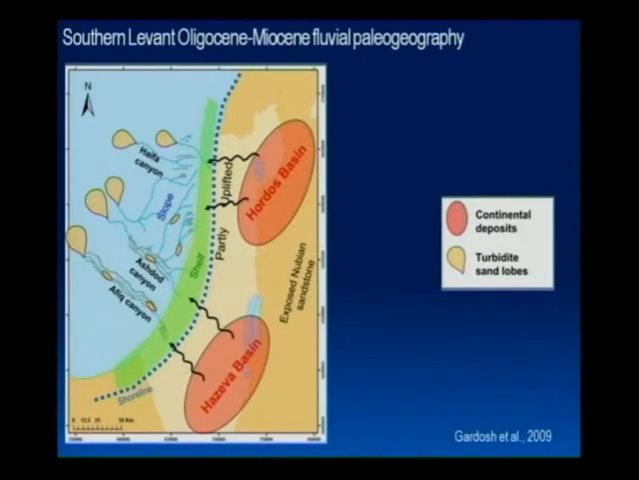Okay, trying to put it into a paleogeographic reconstruction, Gardosh et al. were interested in the source basins for our gas findings, of course, in the offshore. We all know that the gas findings track some gas within the Oligo-Miocene interval. This is a big interval in time, Oligo-Miocene, but it sums up into 1,500 meters of sediments trapped in the sand lobes and the outcome of the turbidites and canyons going offshore.